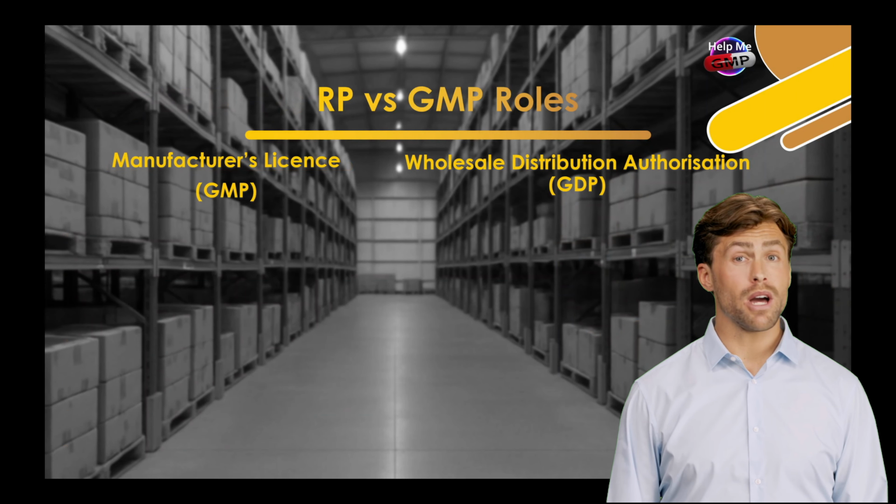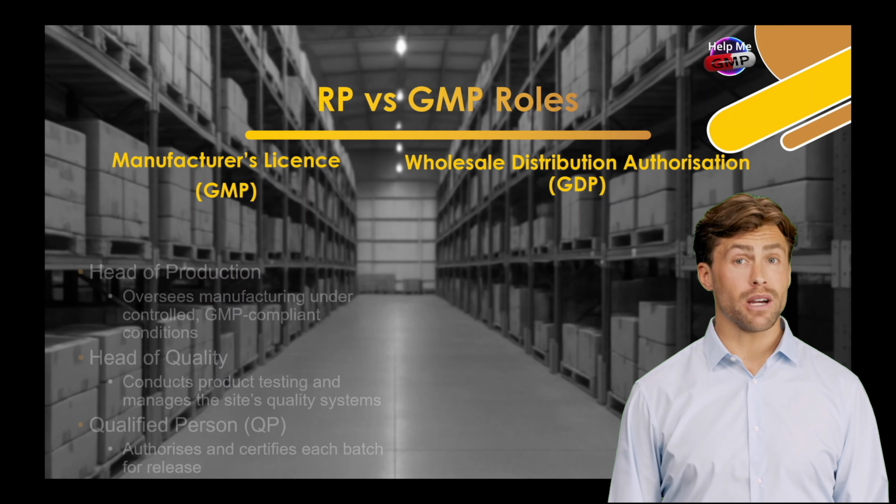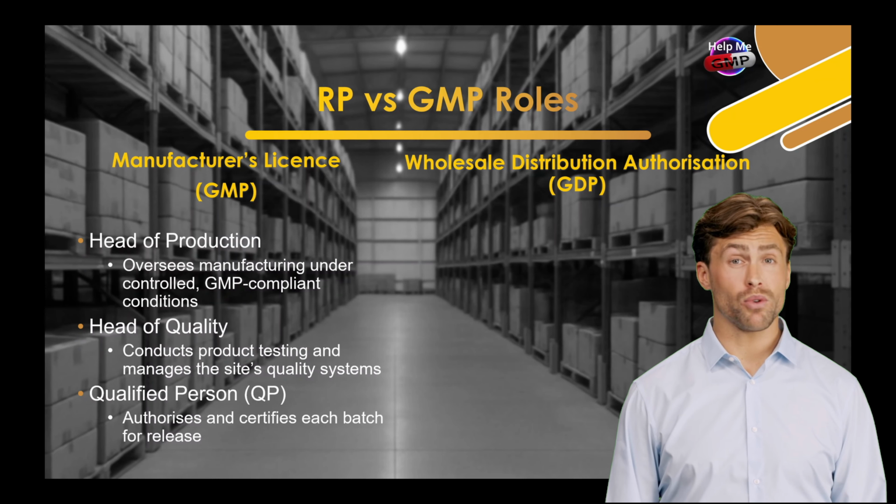You may wonder how the RP compares with other manufacturing roles. Under a manufacturer's license, you normally see 2 to 3 senior posts. The head of production, who is accountable for how the product is made, ensuring manufacturing is performed under controlled GMP compliance conditions. The head of quality control, who is responsible for testing and confirming the product meets specifications and managing the quality system in a pharmaceutical manufacturing site.